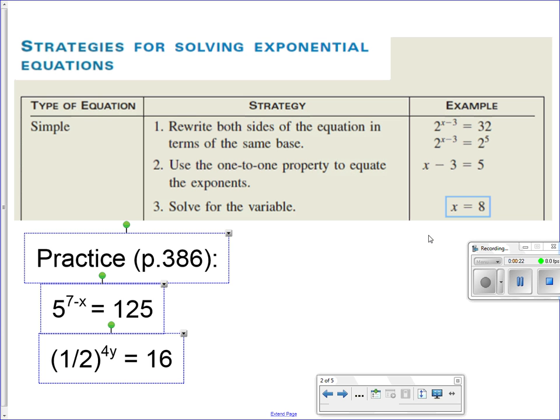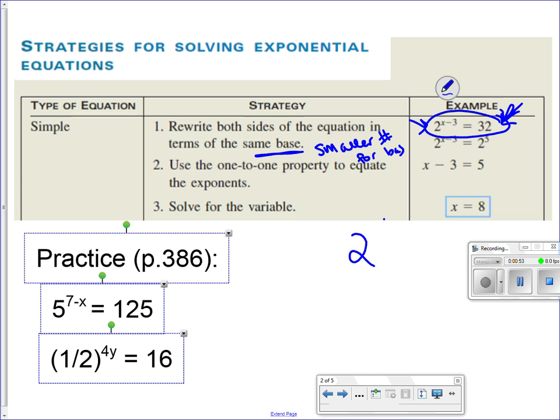You have a simple exponential equation when, if you look at the bases, so ignoring the exponent, 2 and 32, you can rewrite the larger number, so in this example the 32, as a power of 2. That's when this is a simple equation. So that'll be your first step. You're going to rewrite both sides of the equation so they have the same base. You want to use the smaller number for the base.